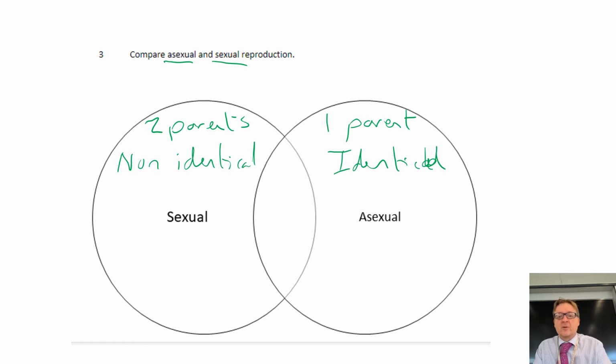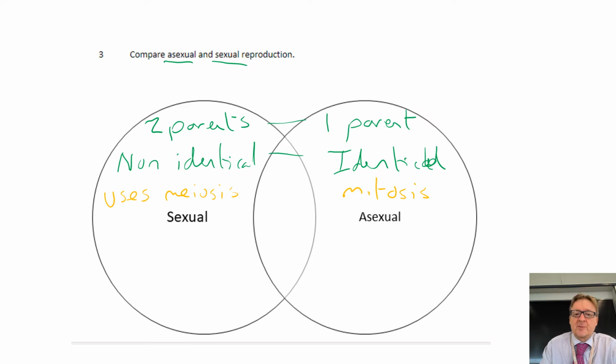All right. Now, what you can see here is I'm doing fact by fact, a comparison between the two. Sexual uses meiosis, and asexual only uses mitosis to produce the offspring. So meiosis is the process where you're producing your gametes, your sex cells, where you start with 1 and you end up with 4, with half the number of chromosomes.